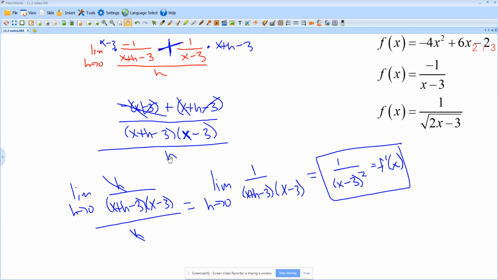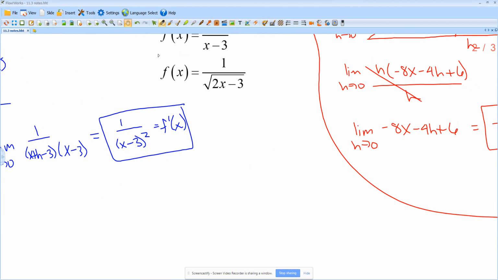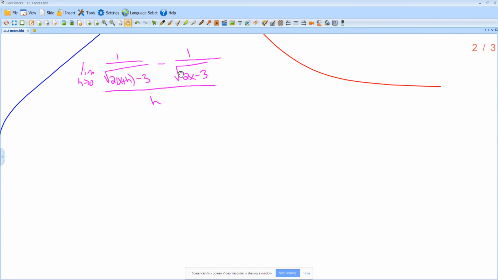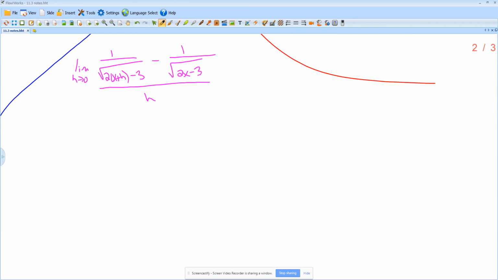All right, this last one, if you didn't use a lot of space for these other ones, good work, because this last one is going to cost you all your space. So I hope you've been saving. All right, so we've got 1 over square root of 2x minus 3. So I'm going to start this down here. The limit as h goes to 0 of 1 over the square root of 2(x plus h) minus 3 minus 1 over the square root of 2x minus 3, over h.